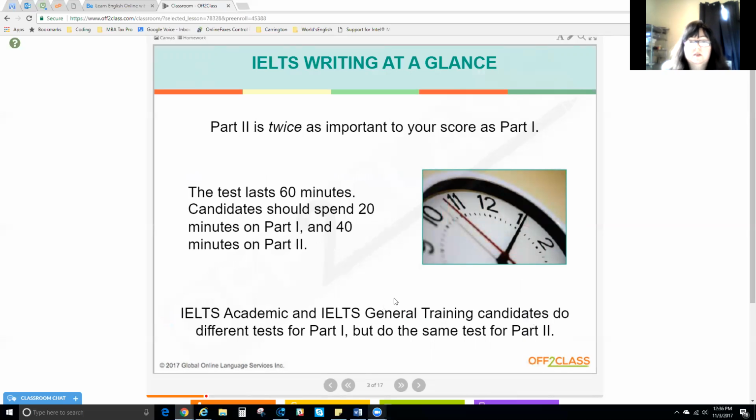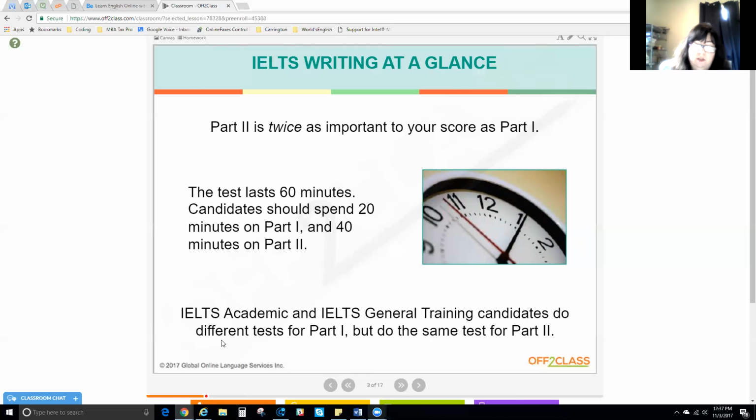All right, so there are 2 parts to the writing exam. The second part is twice as important to your score as part 1, so it's the part you want to give the most effort to. The entire test lasts an hour, and you should be spending most of your time on part 2. So 40 minutes of your time will be spent on part 2 and about 20 minutes on part 1.